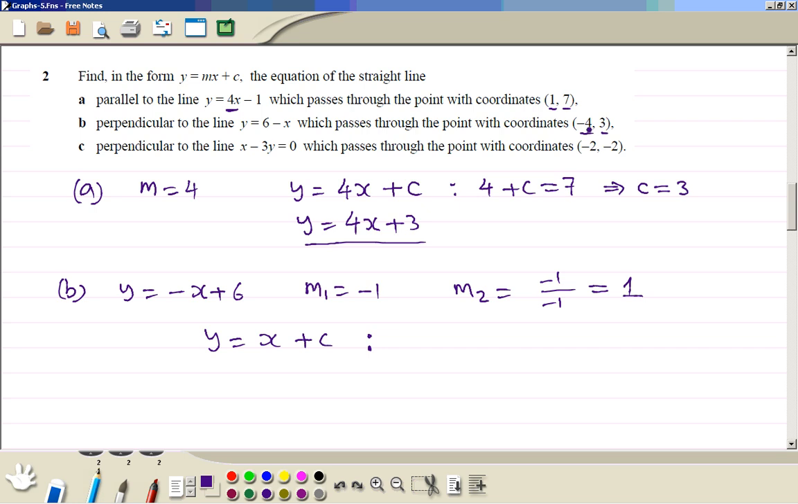So x is minus 4, plus c, equal to y, which is 3. So from here we get c equal to 7. So therefore the equation is y equals x plus 7.